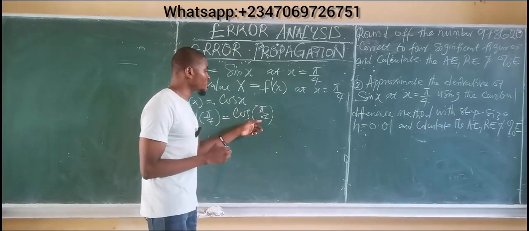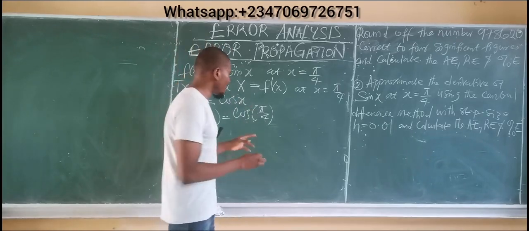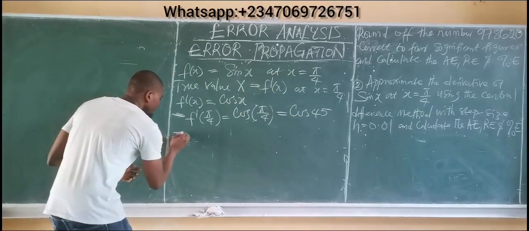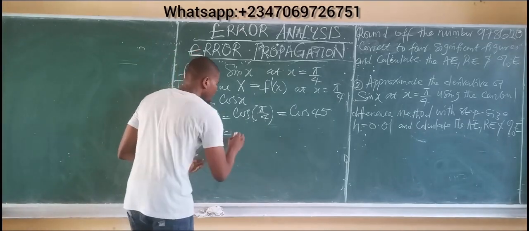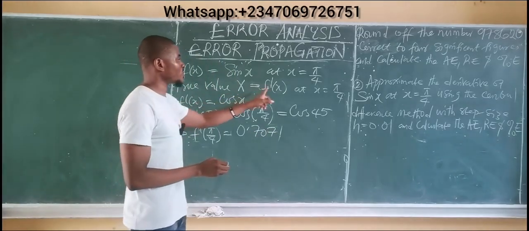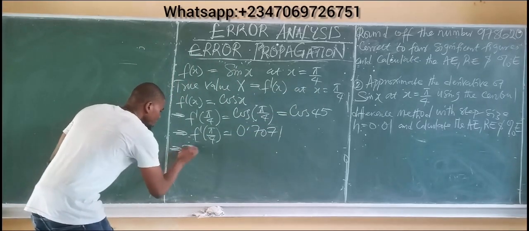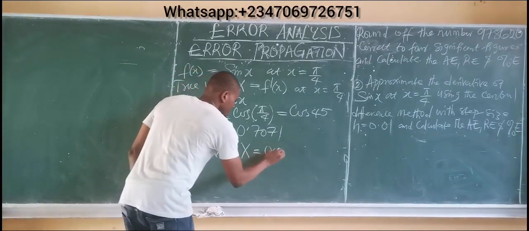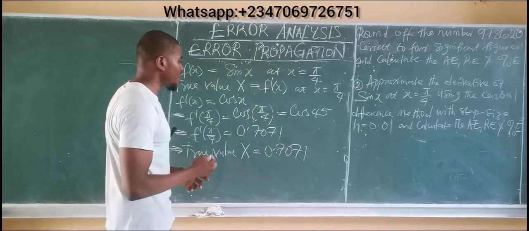Pi over 4 simply means 180 divided by 4, and that will give you 45 degrees. So this is actually cos 45, which implies that f prime at pi over 4 is equal to cos 45, which gives us 0.7071. Hence our true value X, which is f prime of x at x equals pi over 4, is going to be equal to 0.7071. Alright, so this gives us our true value.